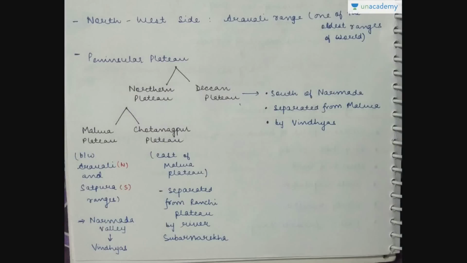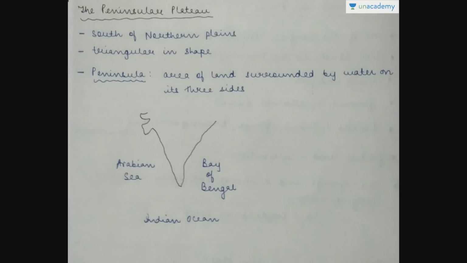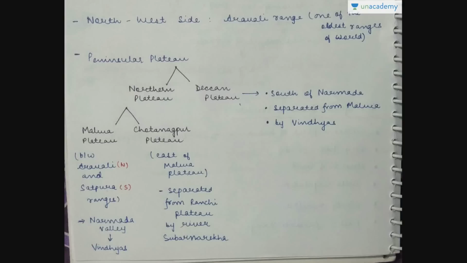Then the northwestern side is the Aravalli range, and it is one of the oldest ranges of the world. So here is the Aravalli range, here is the desert, and this Aravalli range is one of the oldest ranges of the world. Now the peninsular plateau is divided into two parts, the northern plateau and the Deccan plateau. The northern plateau is again divided into the Malwa and Chota Nagpur plateaus. The Malwa plateau is between the Aravalli and the Satpura ranges. We will see it in the map when we come across that slide. So the Malwa plateau is between the Aravalli range, the Satpura range and the Narmada valley.